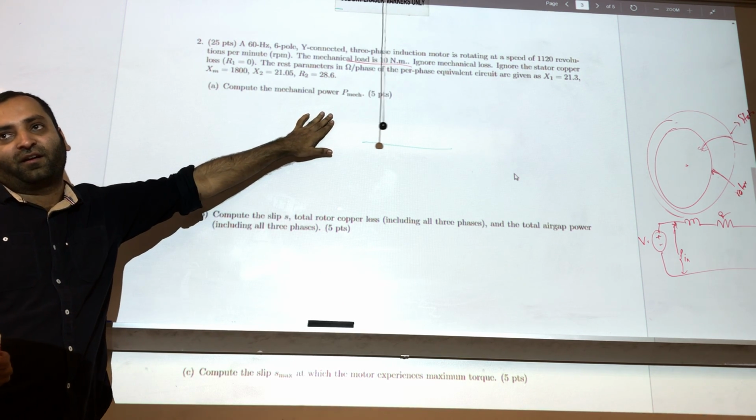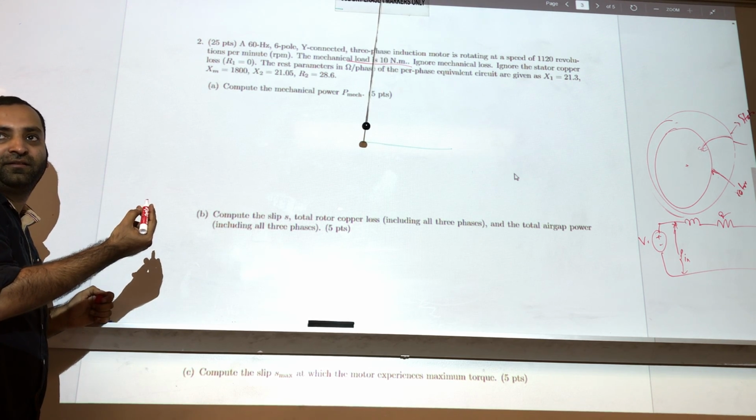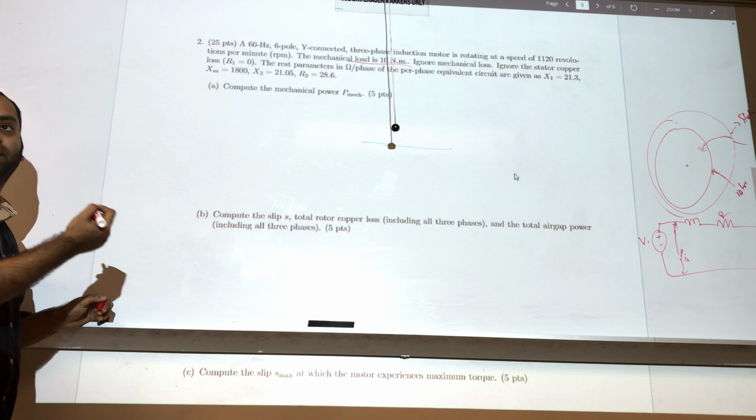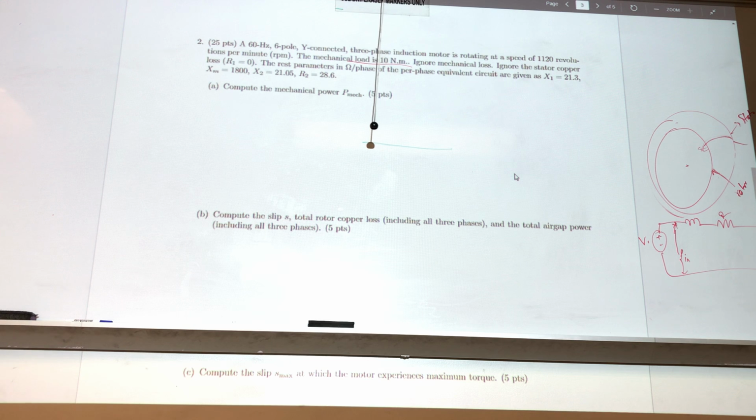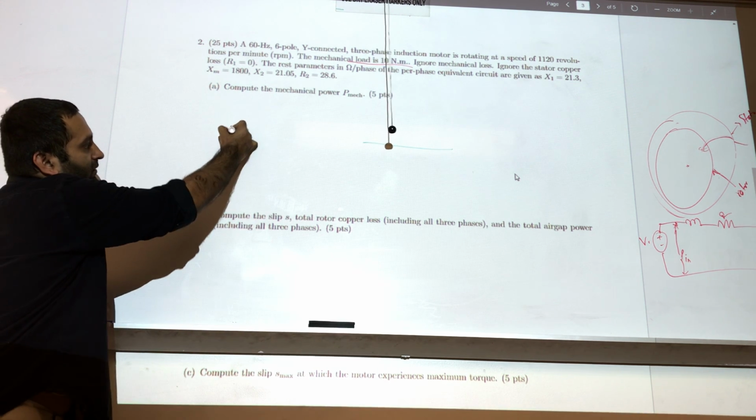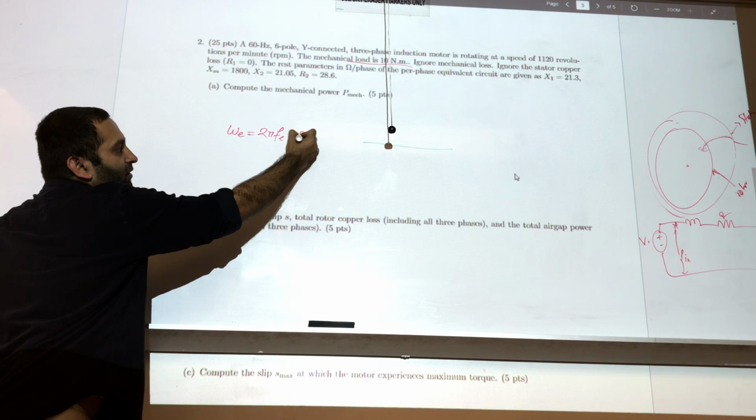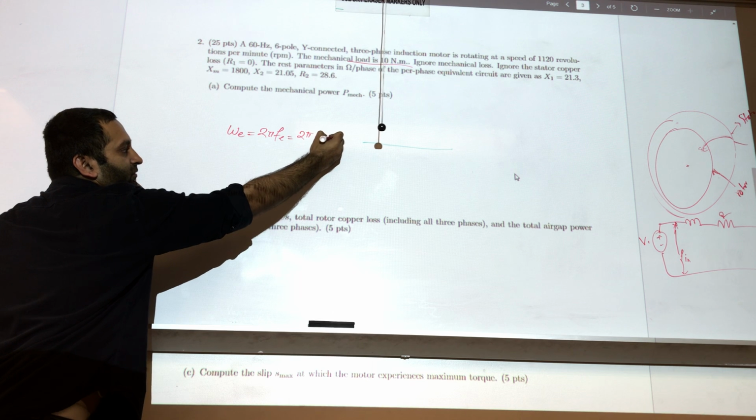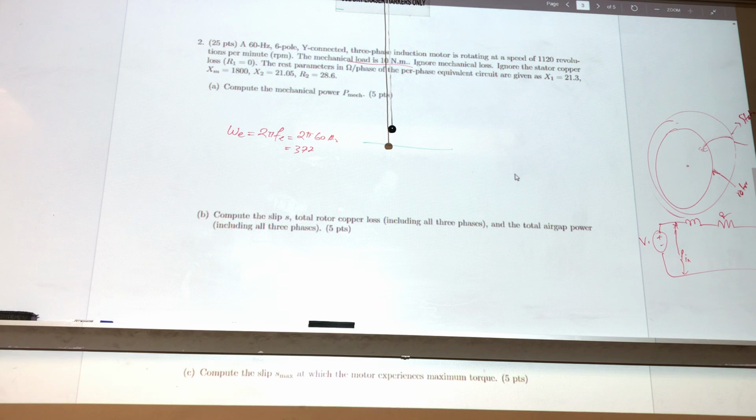Can you find it? What's the relation between torque and power? Power over omega. Yeah, omega E. It's always omega E, the base synchronous frequency, the one at 60 hertz. So omega E is always equal to 2 pi Fe, which is 2 pi times 60 hertz, unless it's specified as a 50 hertz motor.